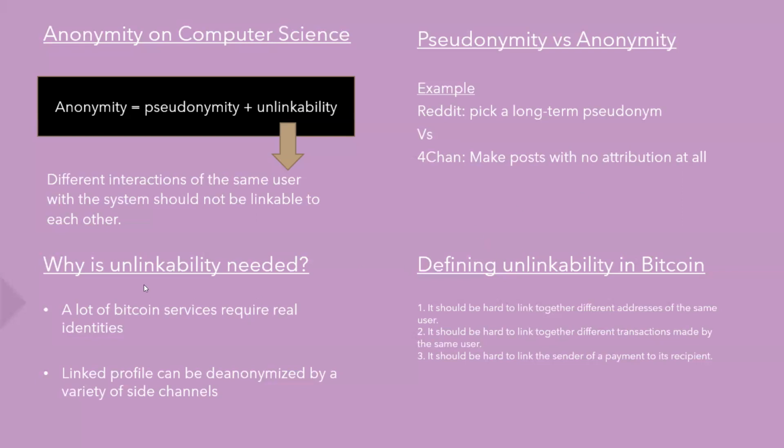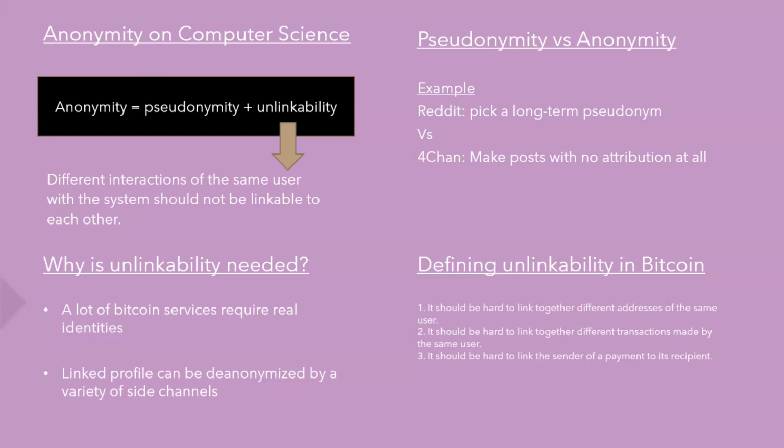Why is unlinkability needed? A lot of Bitcoin services require real identities. A linked profile can be de-anonymized by a variety of side channels. What does unlinkability mean? In computer science, anonymity refers to pseudonymity together with unlinkability, so basically this equation. Unlinkability is a property that's defined with respect to the capabilities of a specific adversary. It means that if a user interacts with the system repeatedly, these different transactions should not be able to be tied to each other from the point of view of the adversary in consideration.